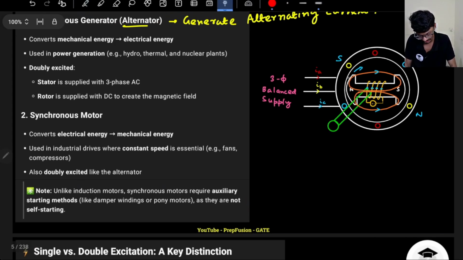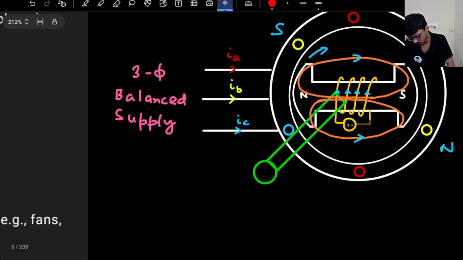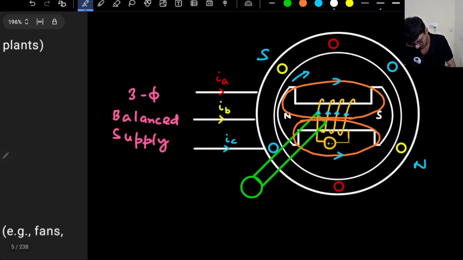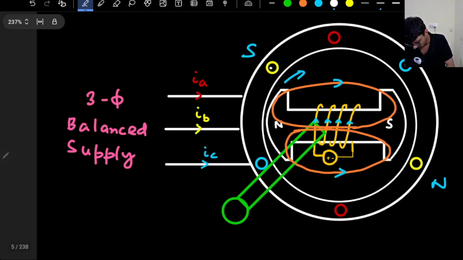And what will happen, as this is rotating, so how can I say whether one is south or north pole? Depending on the rotor current variation. So how can I say it? Let's assume this to be dot, like currents flowing through this stator for a particular instant.